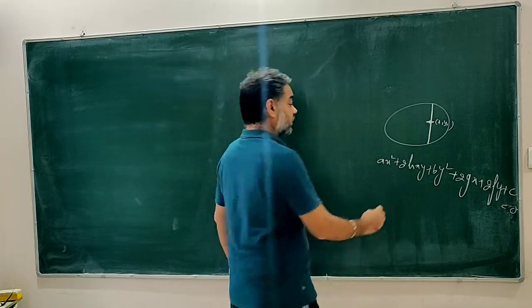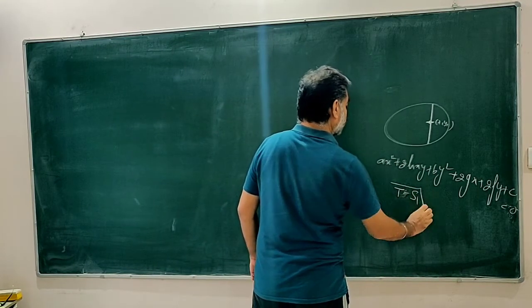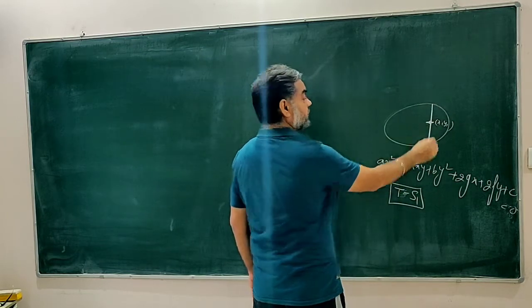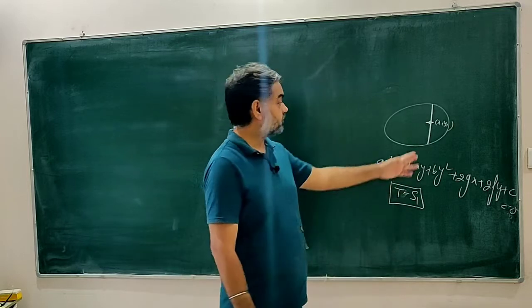Suppose this is the midpoint of this chord, then what would be the equation of this chord? The equation of this chord is given by T is equal to S1. This gives us the equation of this chord whose midpoint is x1, y1.